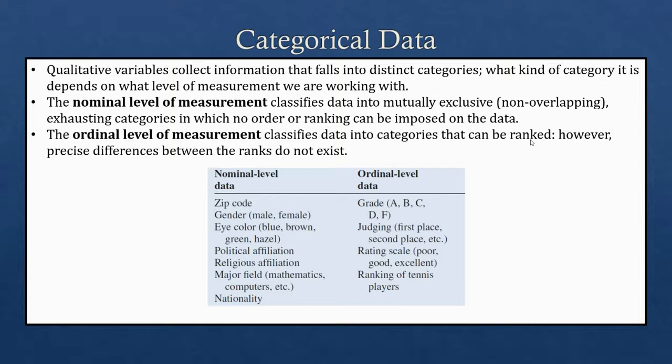Judging first place, second place in some kind of contest. I know first place is better than second place, but just because I got first place for my art project and somebody else got second place doesn't mean that there is a numeric reason. Well, your painting was 5% better than the second place painting. There's no numeric explanation. So that's what it means by saying precise differences. If there's some kind of natural ordering to the categories, it is ordinal level data.